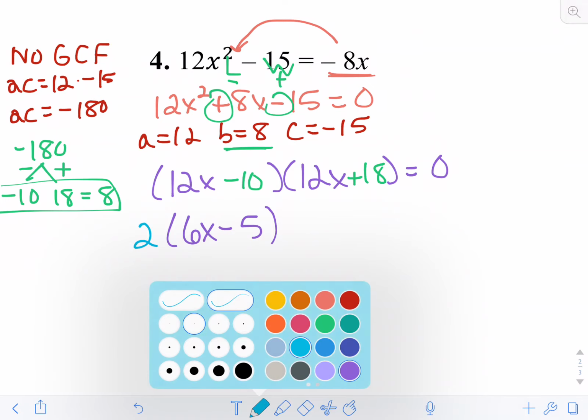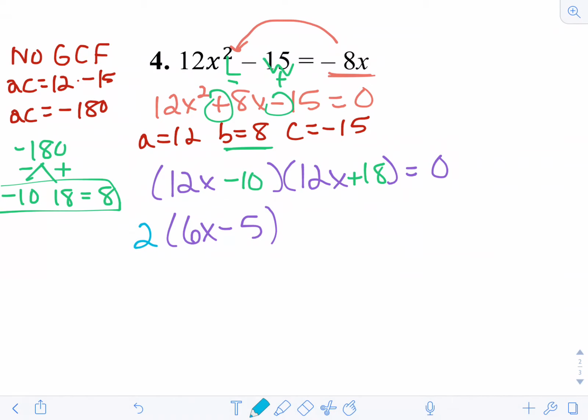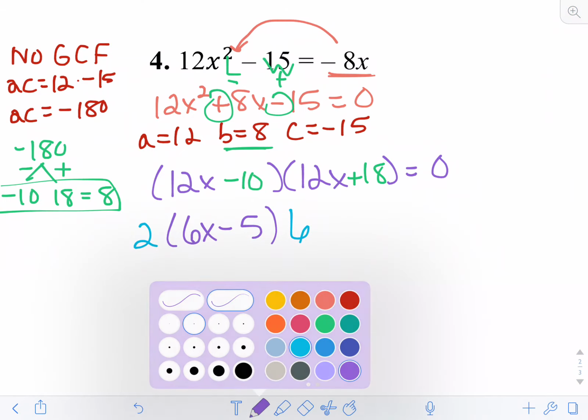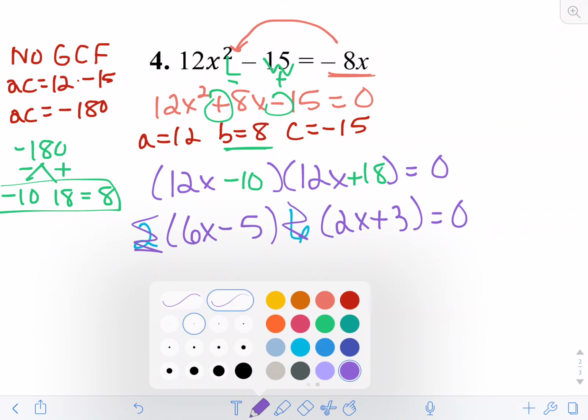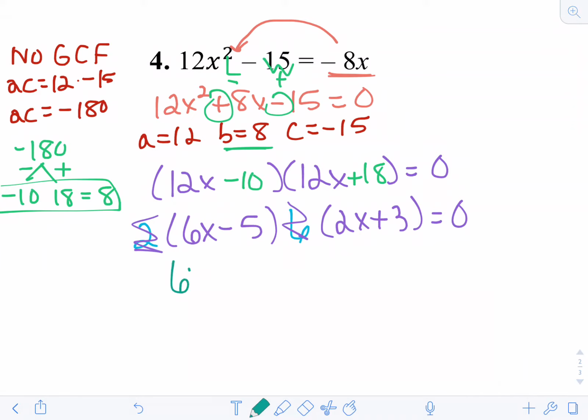And the second one, I can pull out a 6 from both of these. And that will leave me with a 2x plus 3. And this is equal to 0. Again, trash, trash. So just set these equal to 0. So 6x minus 5 is equal to 0. And 2x plus 3 is equal to 0.